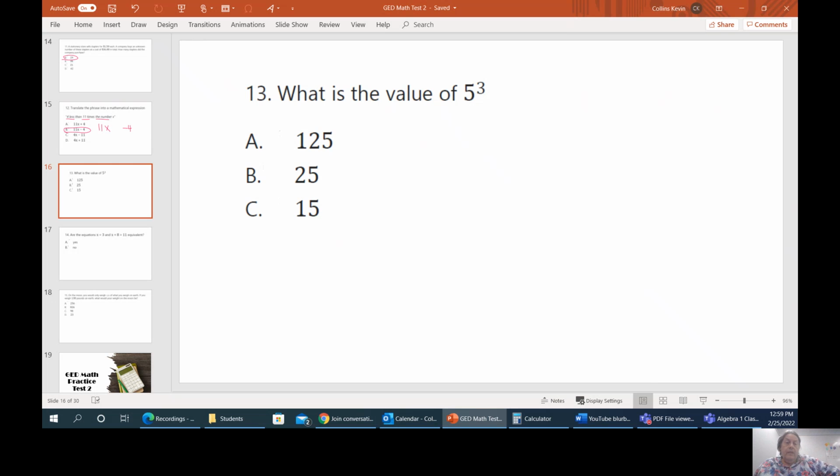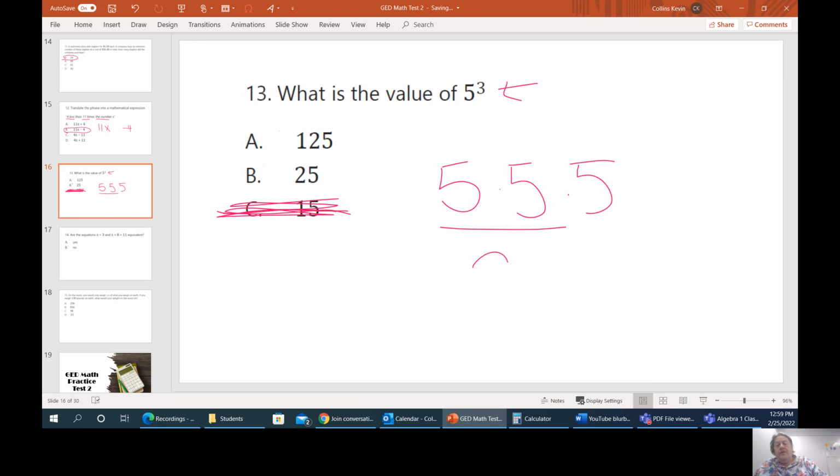What is the value of 5 raised to the 3rd power? This is not 5 times 3. That's the most common thing that people do. This 3 here means we're going to multiply 5 three times in a row. So we know 5 times 5 is 25, and then times 5 again is going to be 125.